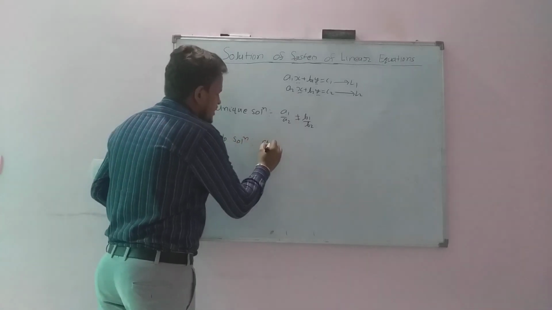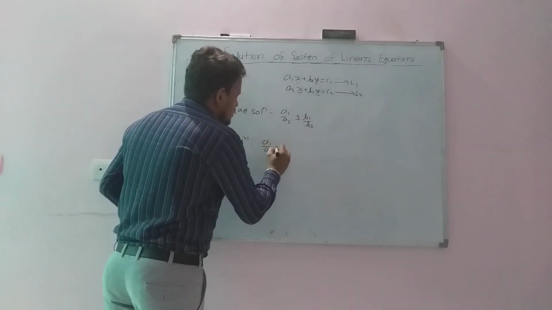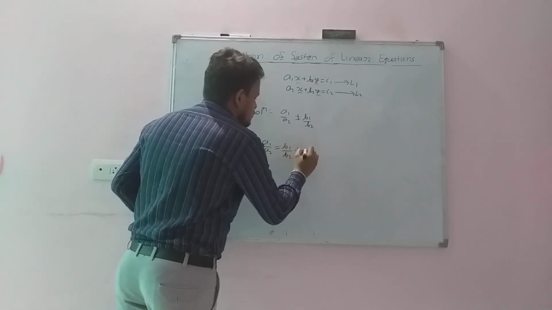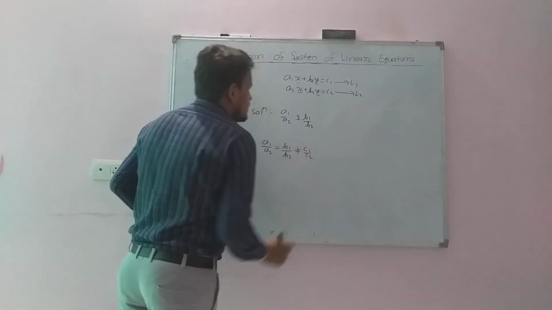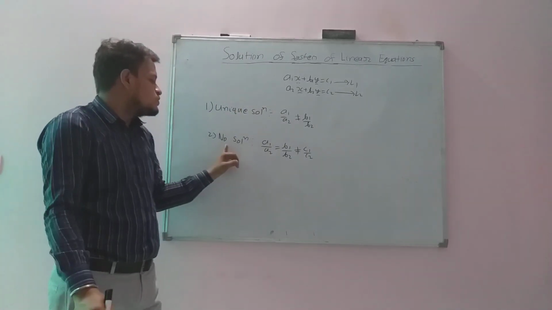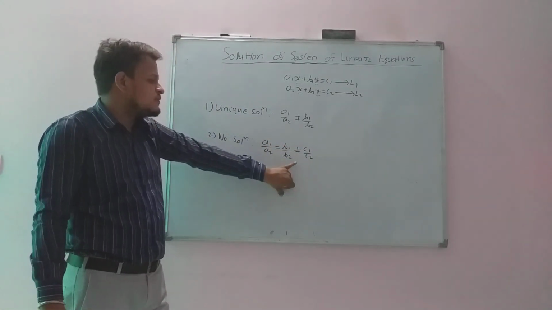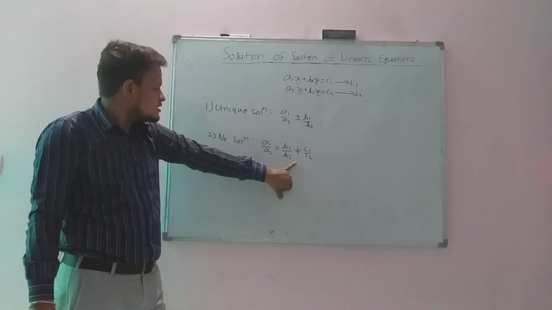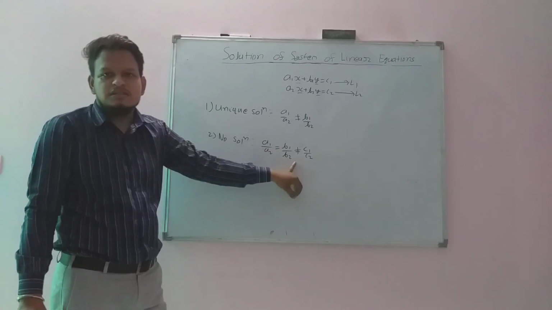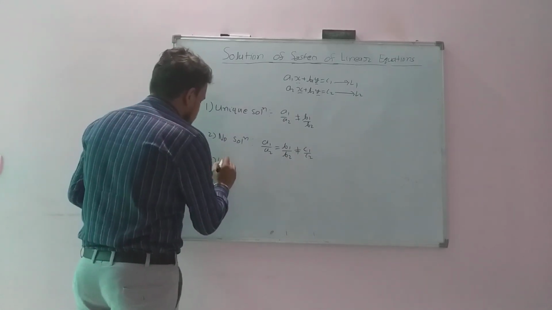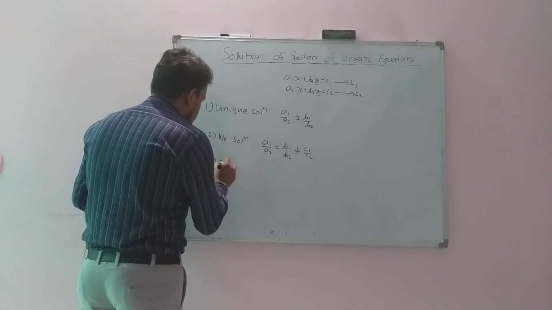So now the second case, that is no solution. If the value of a1 upon a2 is equal to b1 upon b2 but not equal to c1 upon c2, in that case we can say that no solution exists. And we know that this is the condition of parallel lines. And third, that is infinite solution.